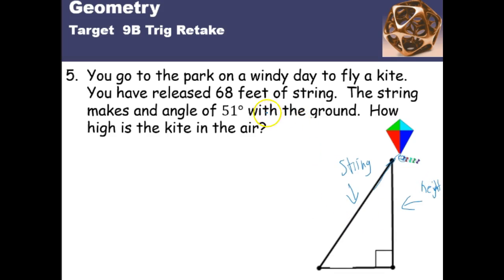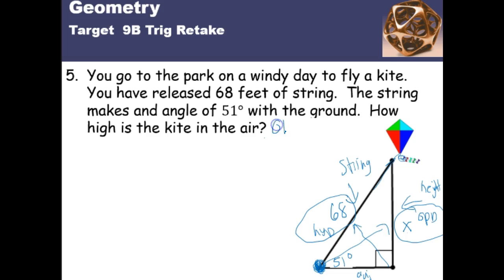Okay, and so we've released 68 feet of string. So that's 68. And I know that the angle with the ground, so down here with the ground, is 51 degrees. And I need to find the height, so I'm going to call that X. So I put a dot at the angle I know, and again I'm finding a side, so I should be using the side of my cheat sheet. This is the opposite. This is the hypotenuse. And this left over is the adjacent. I have to use what I'm trying to find, which is the opposite, and what I know, which is the hypotenuse. So I'm using O and H.